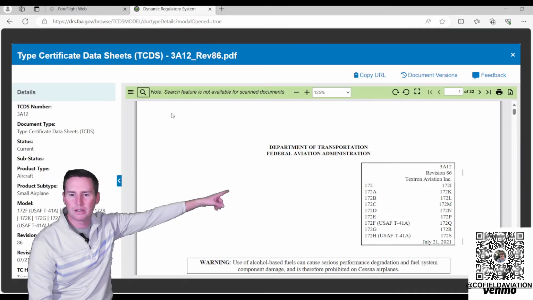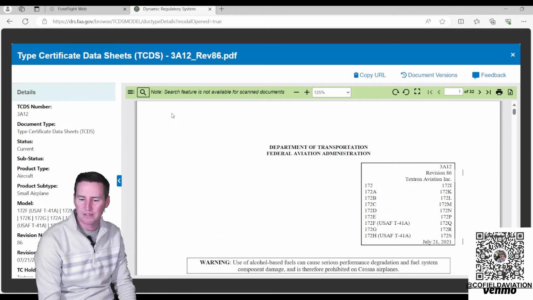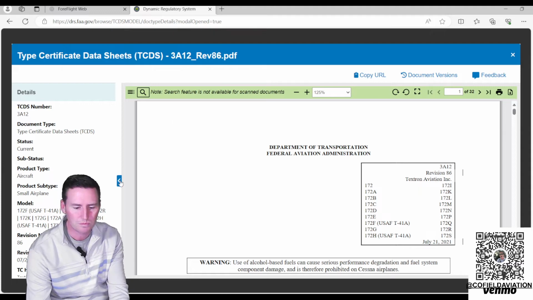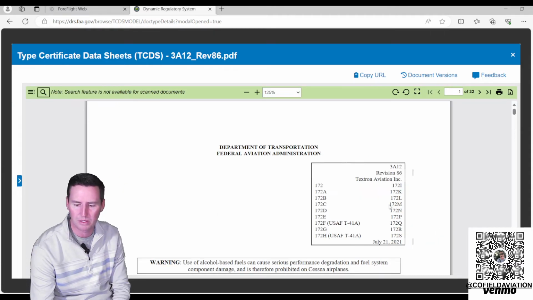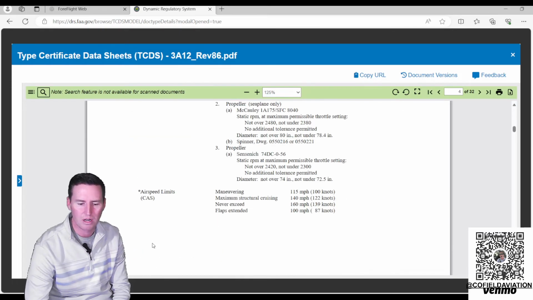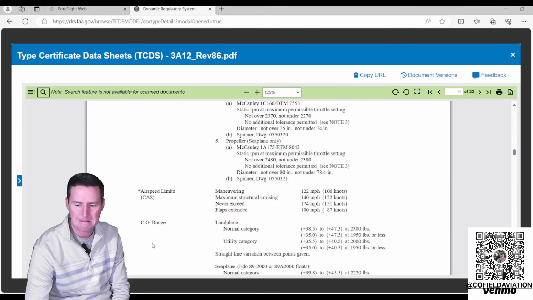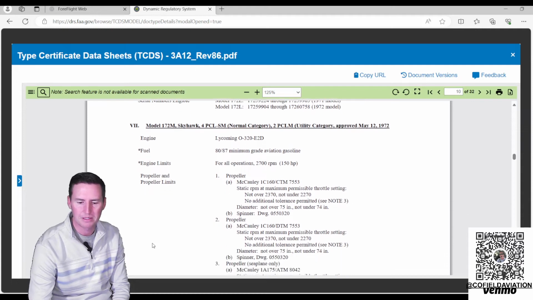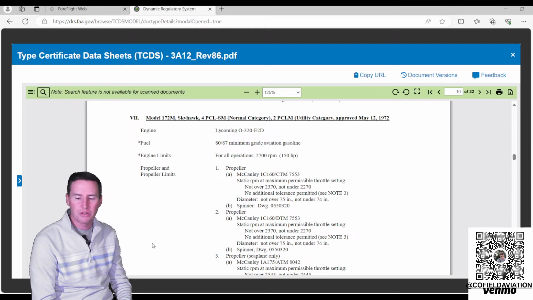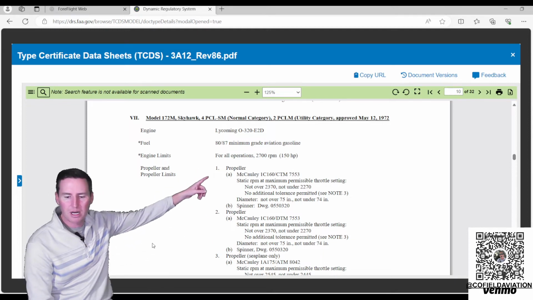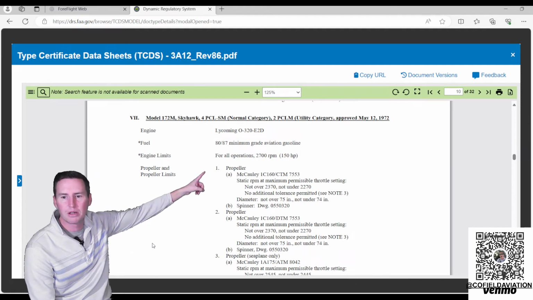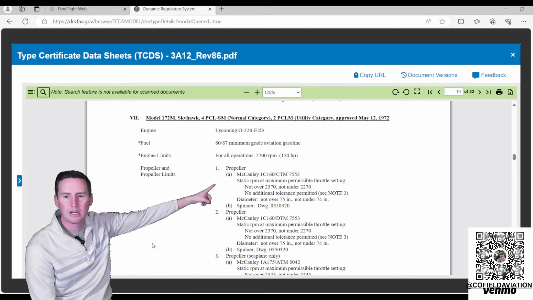And if you look right here in the box, it gives all of the model numbers that are applicable there. So we're going to scroll down to get to the Mike model. So let's just rock on along here. Oh, there it is right there. Okay, so I'm just going to really quick here show you this airplane. The Mike model was approved May 12th of 1972. Here's the engine. It has a Lycoming O-320-E2D engine.